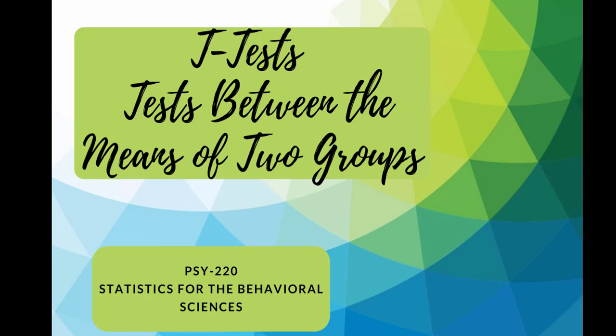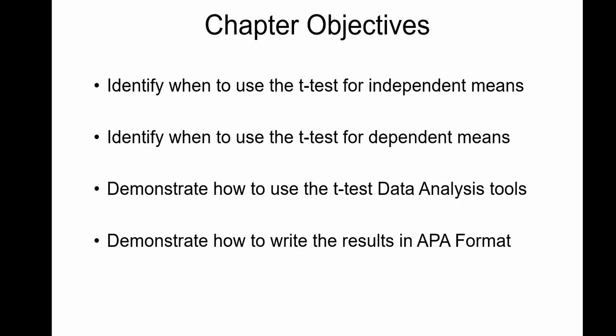So let's get started with talking about our chapter objectives. We have 4 objectives for this particular module. We are going to talk about a t-test for independent means, a t-test for dependent means, how to use the data analysis toolpack for both of those, as well as how to write results in APA format for both of those. Now this module is covering 2 chapters, essentially, one over independent t-test and one over dependent t-test.